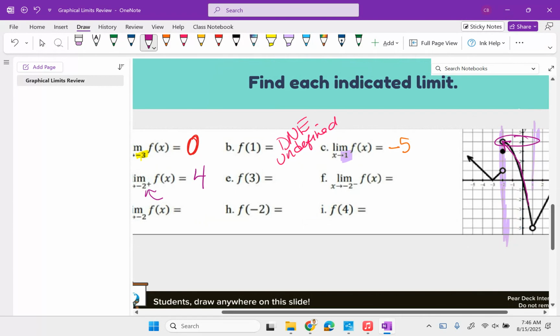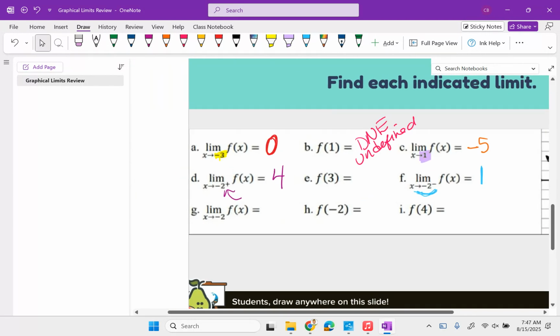Okay, I'm going to skip a little bit. I'm going to go to this one here, and then I'll come back to that 3. Because it's still -2. Where does it want -2 to come from this time? The left. So from the left would be here. What y value does it go to? 1. And then looking at it overall, what do we notice about the limit? Doesn't exist because my right and my left are not the same. So this one would be a D and E.